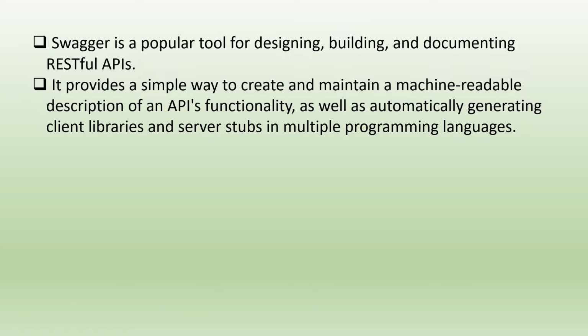Then, it provides a simple way to create and maintain a machine readable description of an API's functionality, as well as automatically generating client libraries and server stubs in multiple programming languages. So server stub is nothing but a piece of code that simulates the behavior of a server in a testing environment. In the context of API, a server stub can be used to simulate the response of an API endpoint during testing before the actual implementation of the server is complete. So this allows developers to test their client code and ensure that everything is working properly without having to wait for the server to be fully implemented.